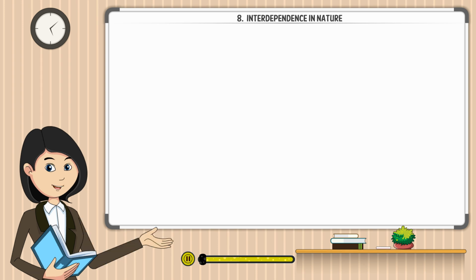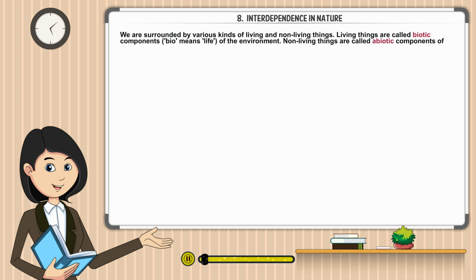Chapter 8. Interdependence in Nature. We are surrounded by various kinds of living and non-living things. Living things are called biotic components. Bio means life of the environment. Non-living things are called abiotic components of the environment. Thus, the environment is made up of both biotic and abiotic components.